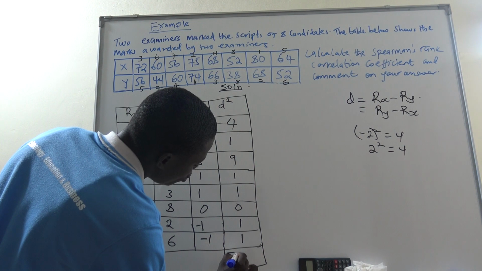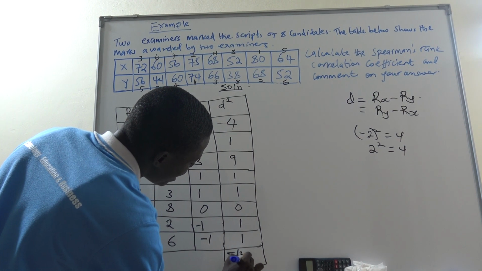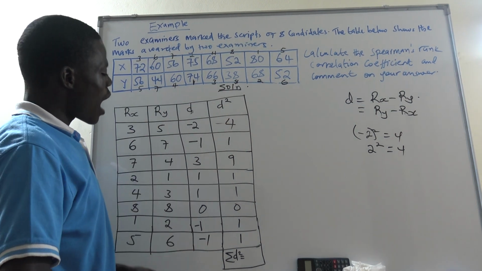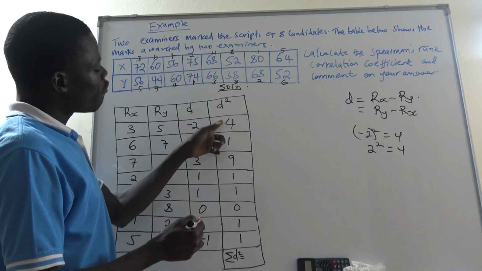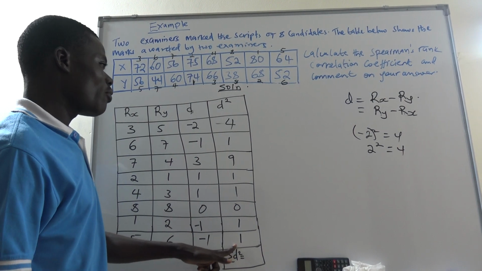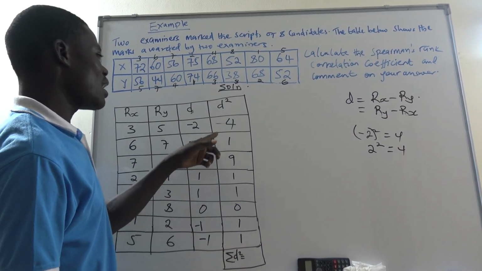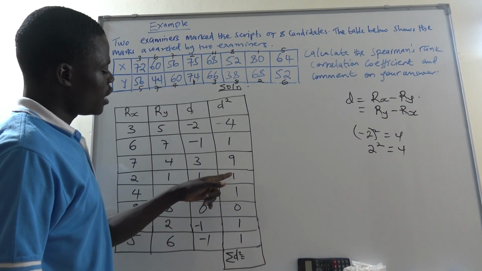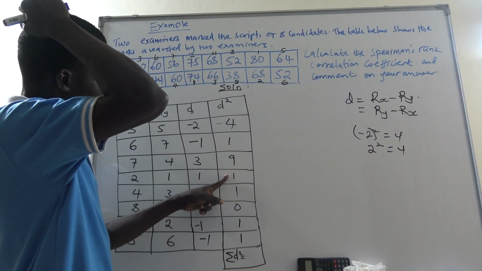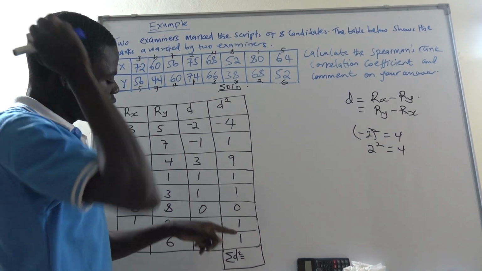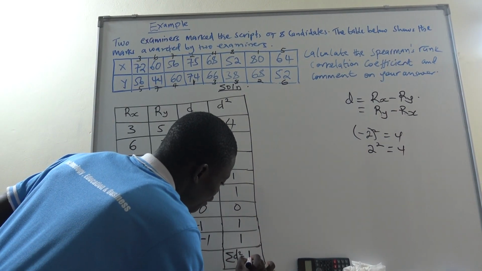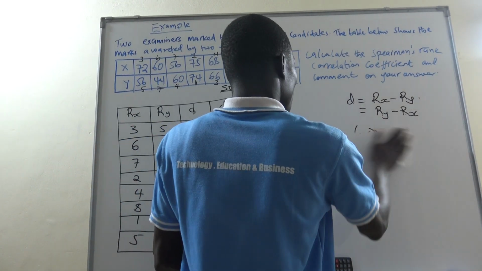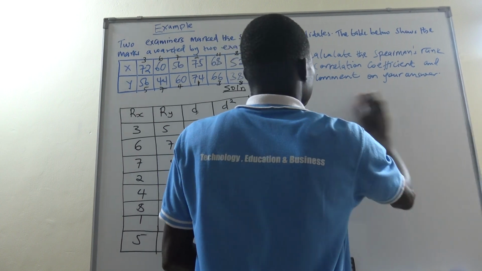Then we need the summation of these squares, which is the important one here. If you sum 4 plus 1, you get 5. Plus 9, you get 14. Plus 1, 15, 16, 17, and 18. So this becomes your summation of d squared.